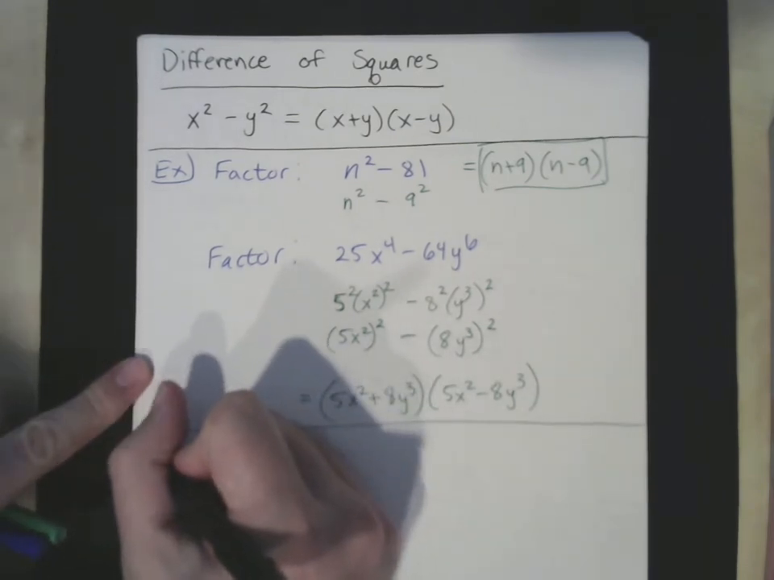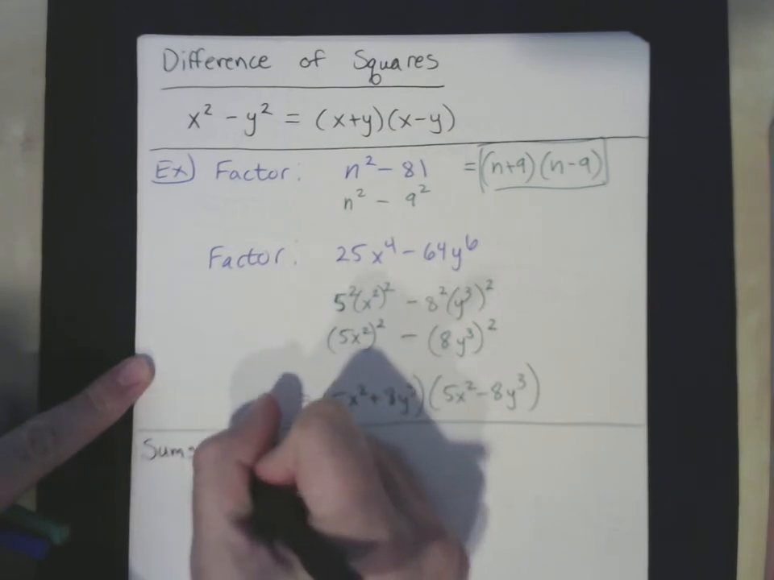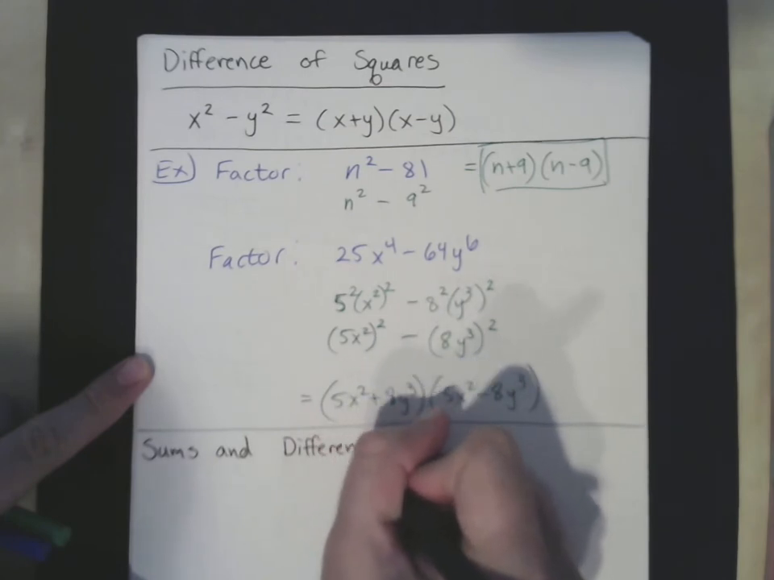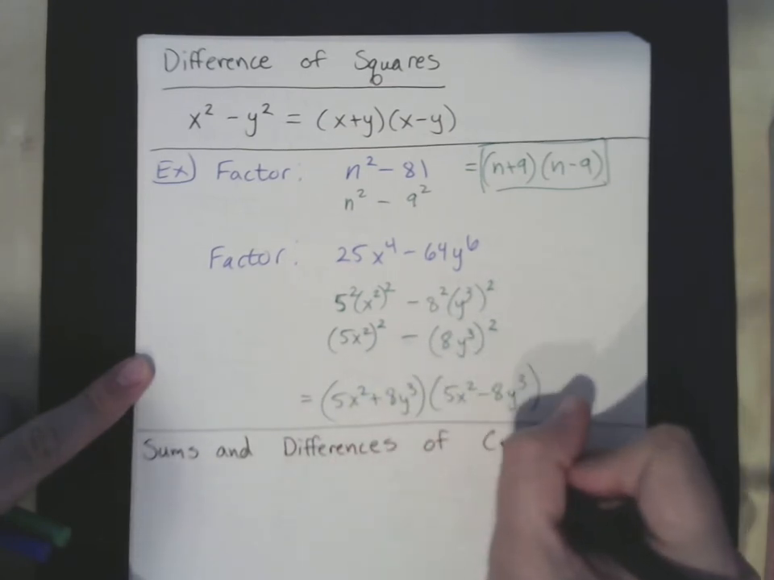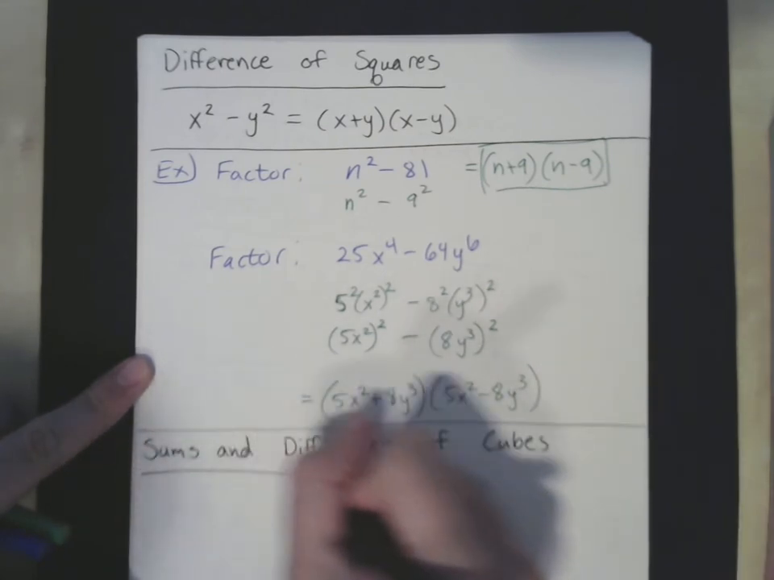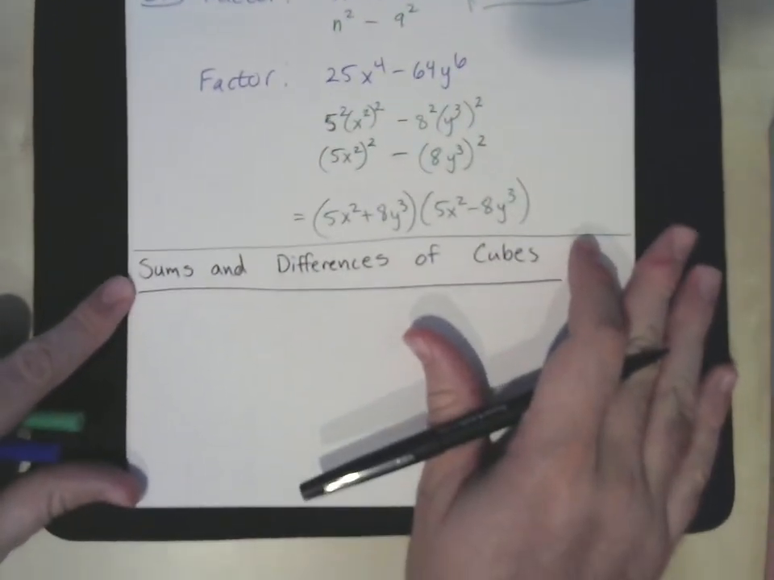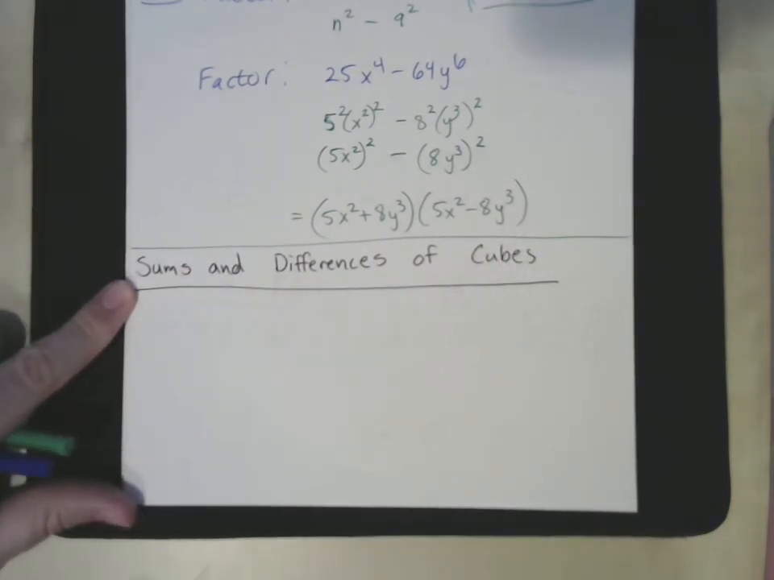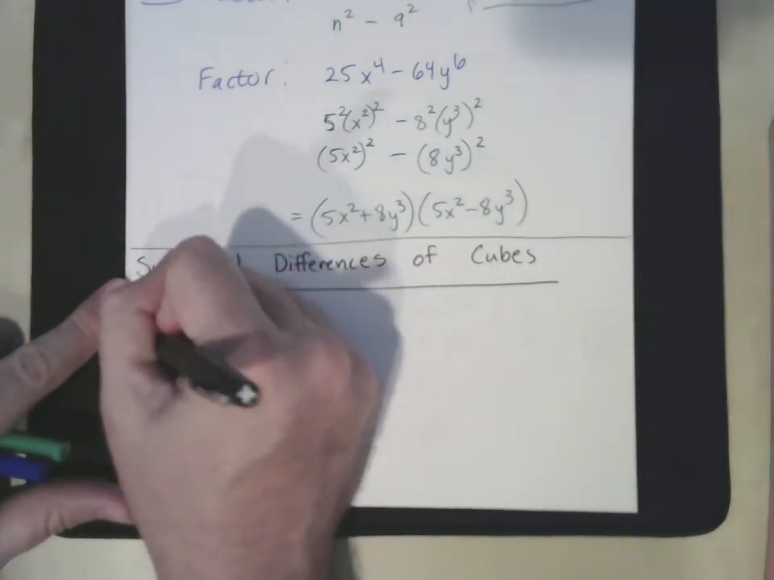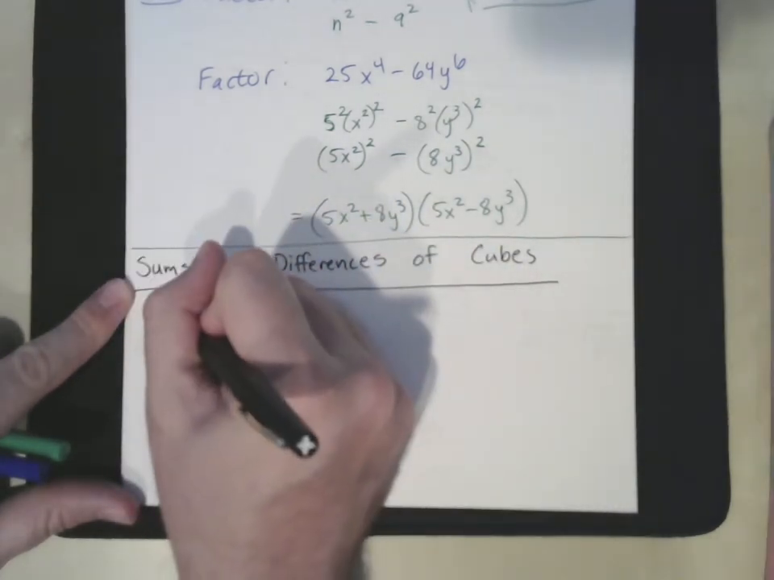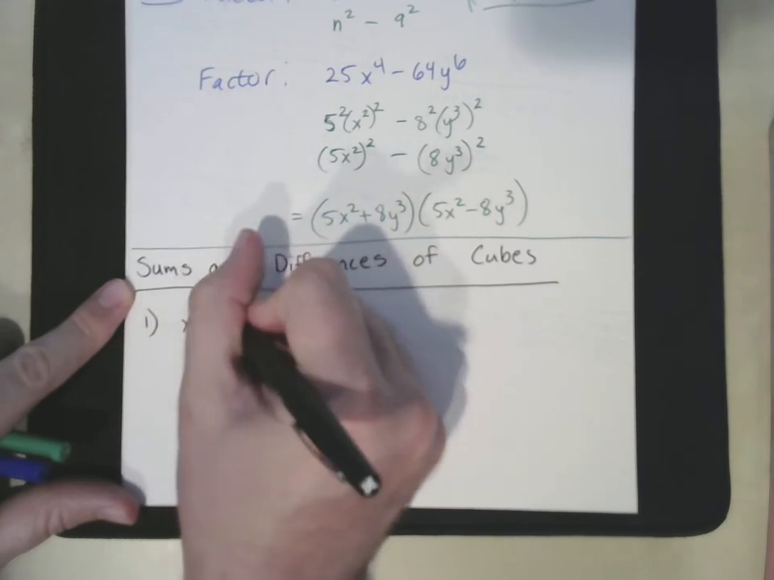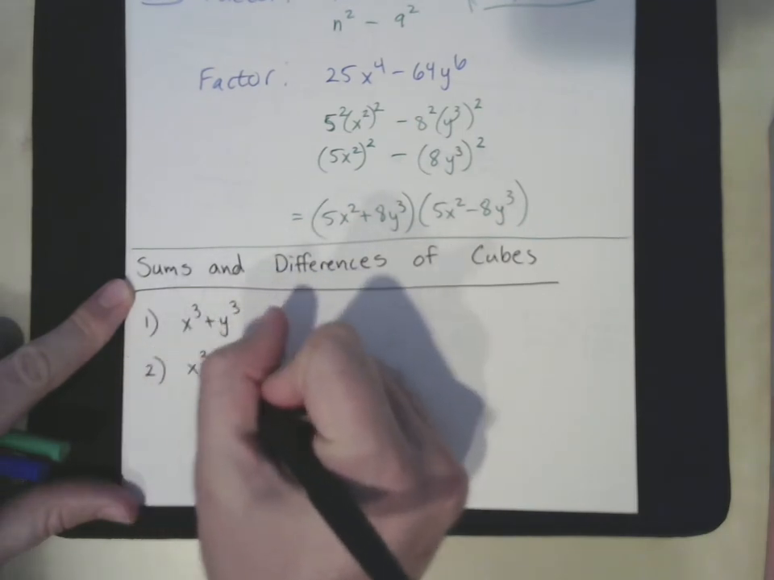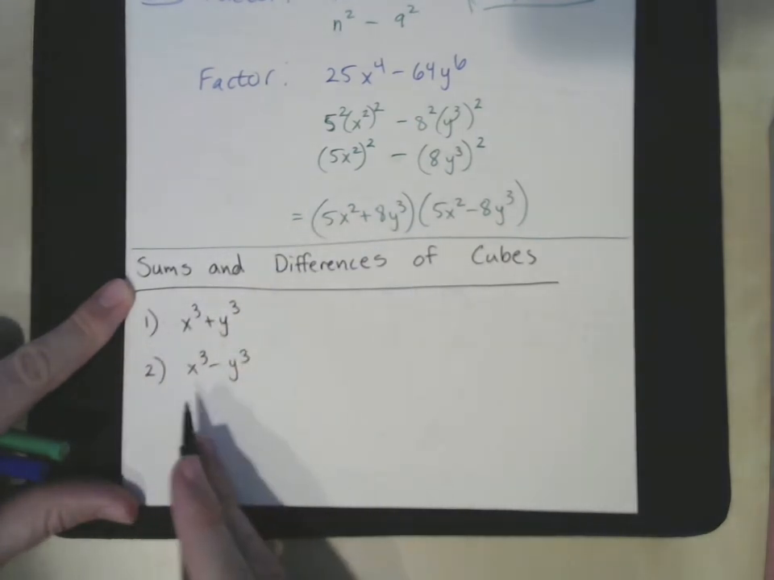So the last one is the sums and differences of cubes. And again, us lazy mathematicians, this is the addition and subtraction of perfect cubes. Easy, helping us remember, making it easy. So there are two forms: x cubed plus y cubed, the sum of perfect cubes, and then you guessed it, x cubed minus y cubed, the difference of perfect cubes.